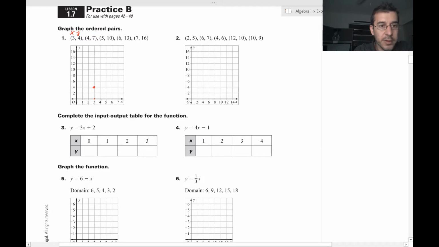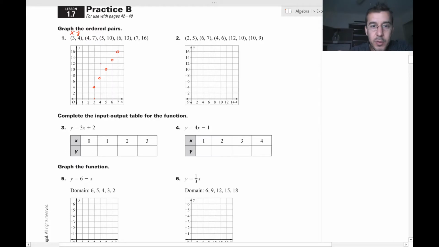Then we have 4 and 7. 4 and 7 would be right there. Then 5 and 10. 5 and 10 would be right there. 6 and 13 would be right there. And then 7 and 16 would be right there.